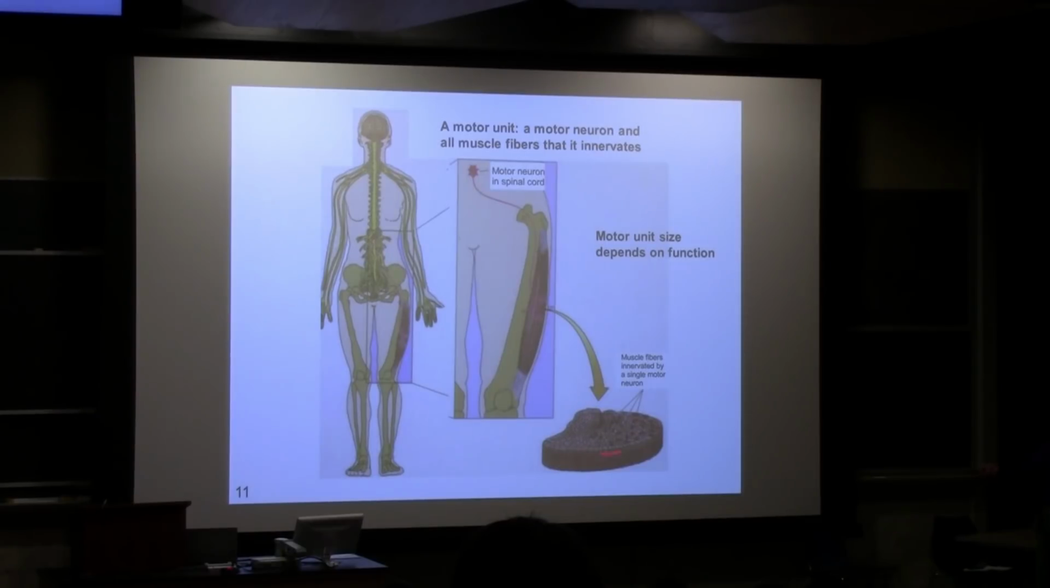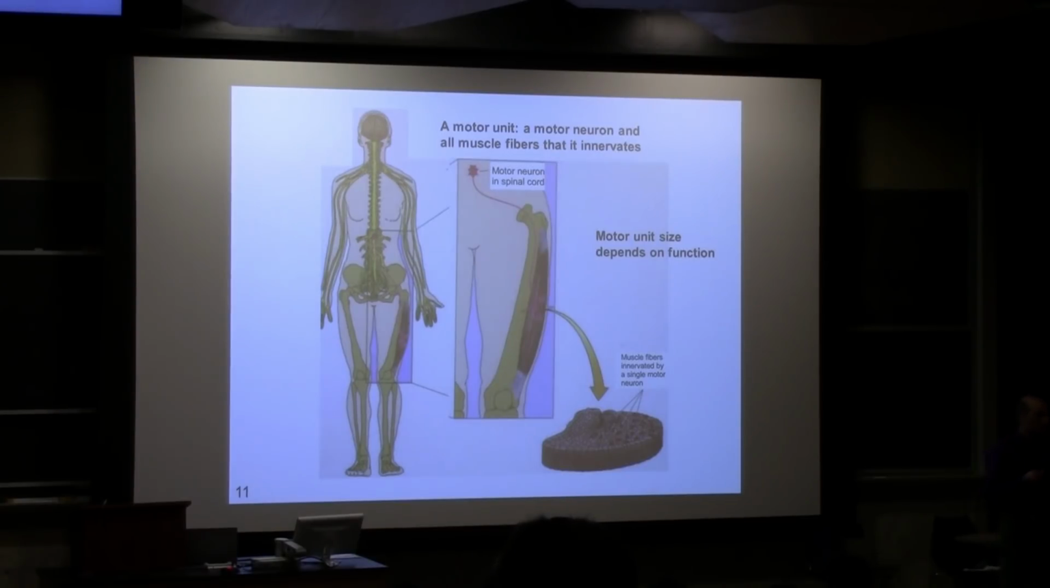Now, the number of muscle fibers that are innervated by a single motor neuron depends on the function of that muscle. For something like your leg muscles, you have these powerful muscles, you're going to have tens of thousands of muscle fibers that belong to a single motor neuron. But for your fingers, where you need fine control, you have 10, 15, 30 muscle fibers that are controlled by a single motor neuron. For your eye muscle, you have very few muscle fibers that are controlled by a single motor neuron.